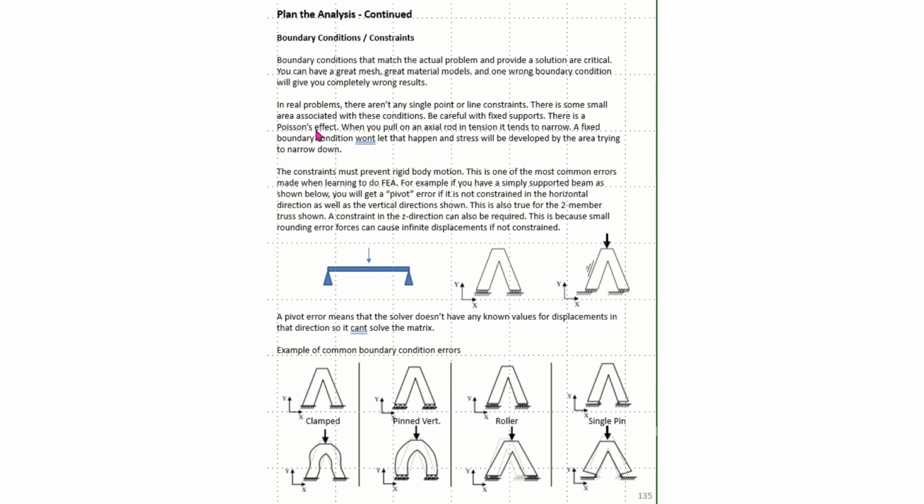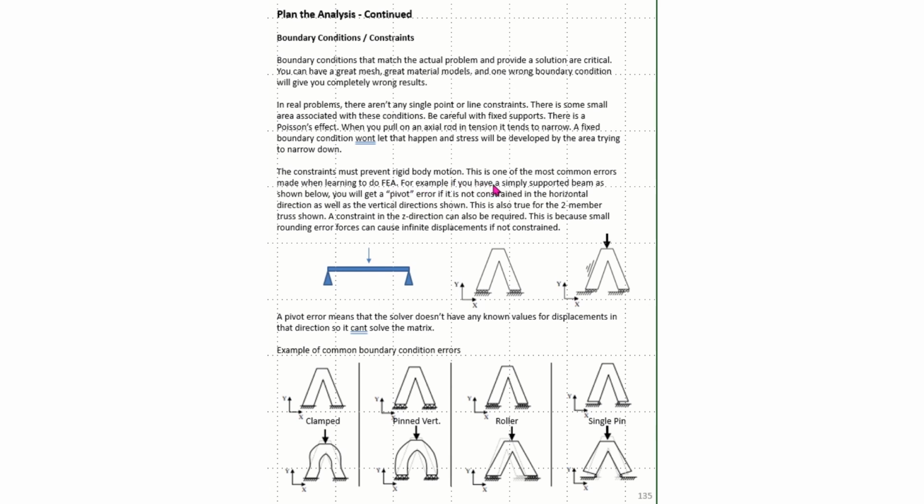There's a Poisson's effect. When you pull on an axial rod in tension, it tends to narrow. A fixed boundary condition won't let that happen, and stress will be developed by the area trying to narrow down. And so you are actually computing a stress due to a phenomenon that is completely unwanted. The constraints must prevent rigid body rotation. This is one of the biggest errors, one of the most common errors made when learning to do FEA.